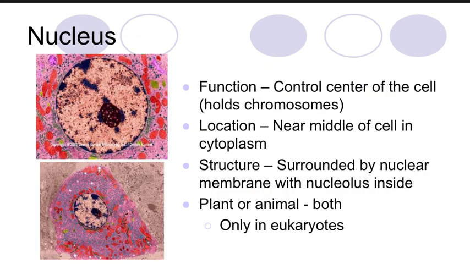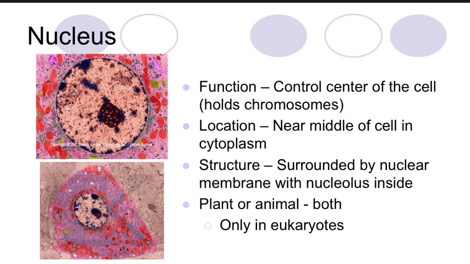Working our way to the middle of the cell now, our next structure that we'll look at is a nucleus. The function here, it serves as the control center of the cell, sometimes what you'll hear it called. It's where all the genetic material is held, so it contains and holds the chromosomes. Here you can see the nucleus inside of the cell. It's in the middle of the cell typically, unless you have some sort of very specialized cell. The nucleus is usually in the center or very close to the center.